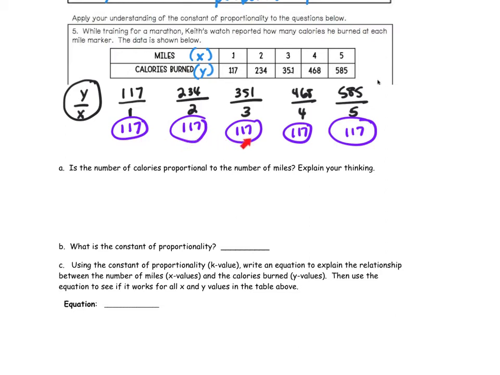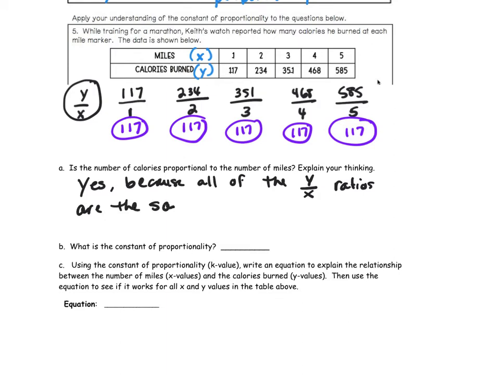Now that we see that all of these are the same, are constant, we can answer this question. Is the number of calories proportional to the number of miles? Yes. So we're going to write yes. It says explain your thinking. Yes, because all of the y to x ratios are the same. Therefore, constant. And that's where that word constant of proportionality comes from.